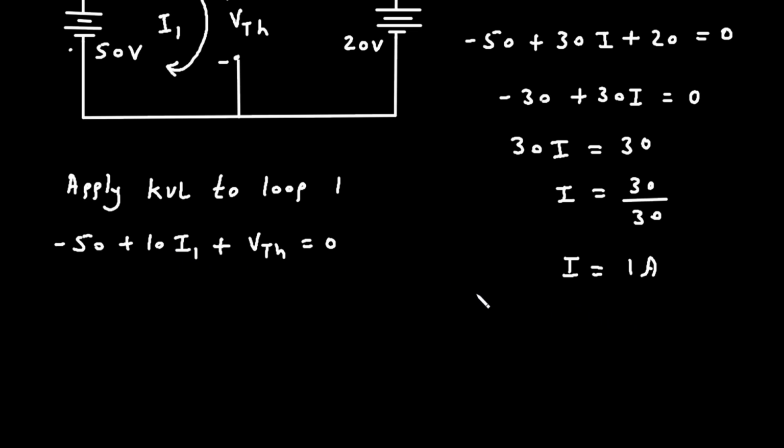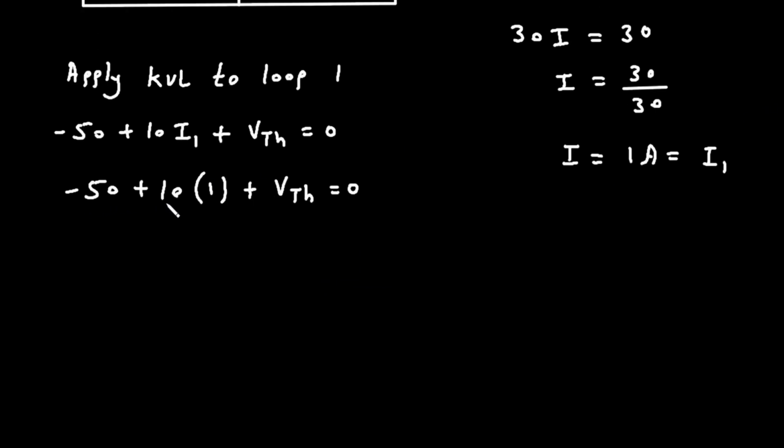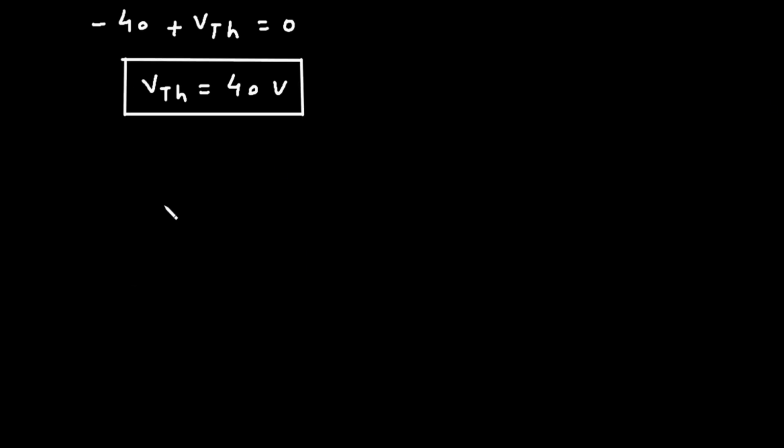Now this I1 is equal to 1 ampere. Here we can write I is equal to I1. So minus 50, then plus 10 into 1, then plus VTH is equal to 0. So now minus 50 plus 10, this will be minus 40 plus VTH is equal to 0. So VTH is equal to 40 volt. Now we got the value of VTH and we also got the value of RTH. Now we can draw Thevenin equivalent circuit.